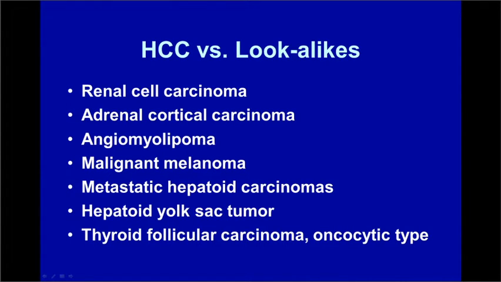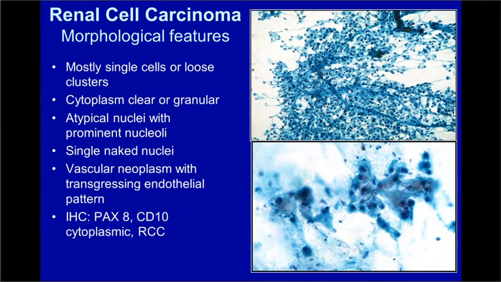Angiomyolipoma is a very unusual primary neoplasm of the liver. Also, we have to consider entities such as malignant melanoma, hepatoid adenocarcinoma metastatic to the liver, hepatoid yolk sac tumor, and sometimes even oncocytic variants of thyroid follicular carcinoma, which can mimic hepatocellular carcinoma. I'm going to focus on two, renal cell carcinoma, because this is a very common challenge.